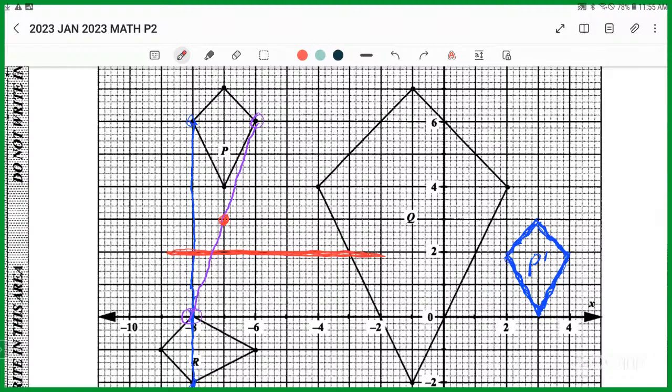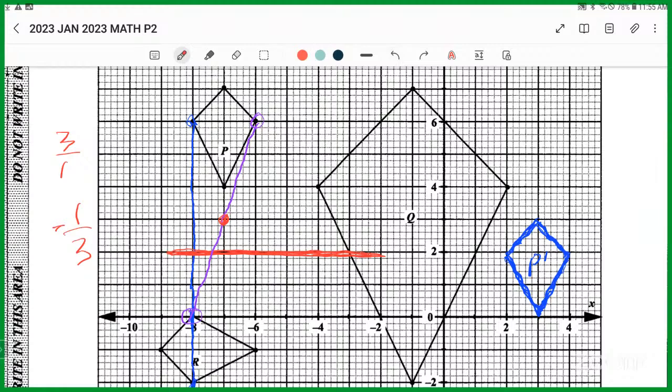The gradient of this line is what? What's the gradient of this line? If we want to use gradient, it is rise 3, run 1, isn't it? The gradient of this purple line now is actually 3. 3 over 1. The perpendicular to that line is going to be minus a third. Flip it and change the sign. So rise 3, run 1. Yes. This line has a gradient of 3.